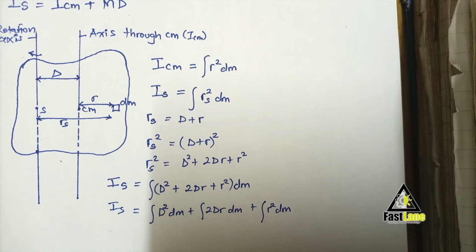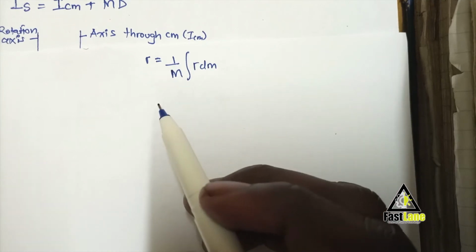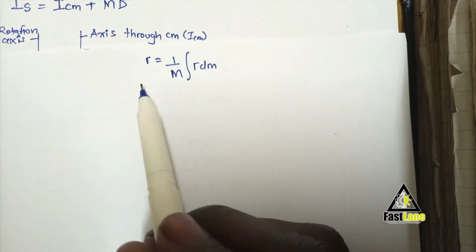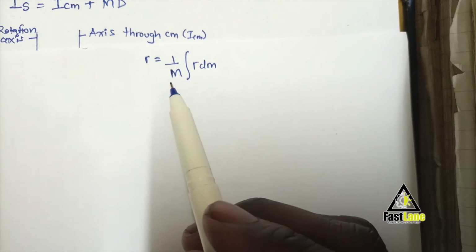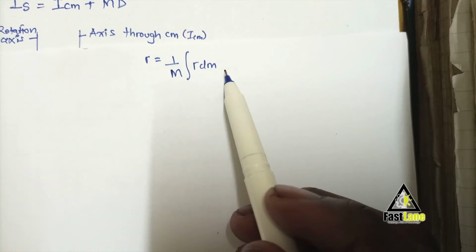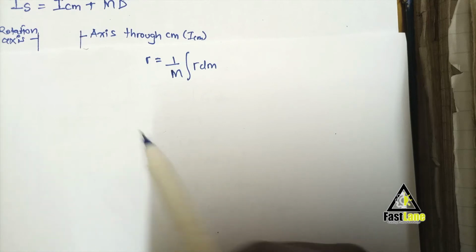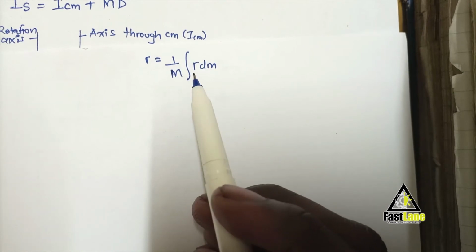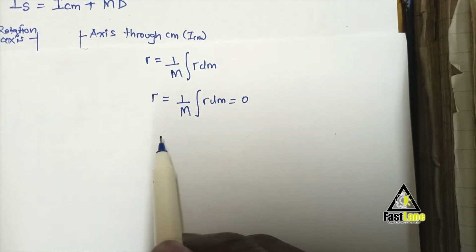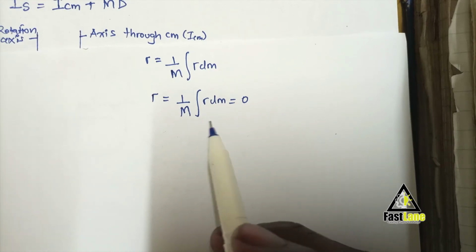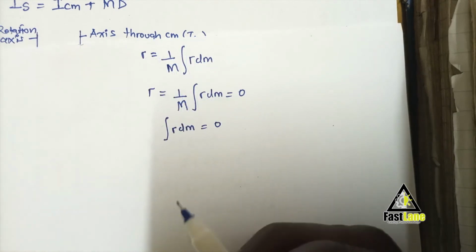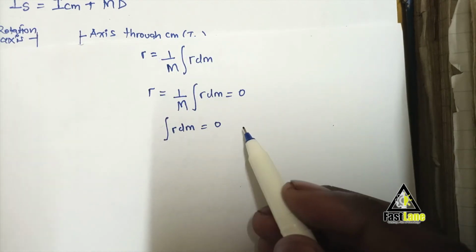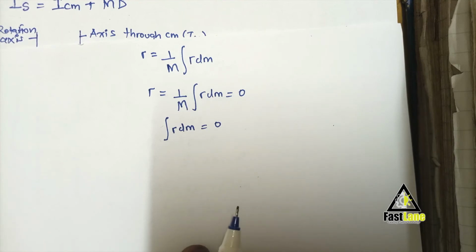But before we move on, let's first find the center of mass of the original object. By definition, the center of mass along the x-axis is r equals 1 over m times the integral of r dm. And because we are centered about the origin, 1 over m times the integral of r dm equals 0, meaning that the integral of r dm equals 0. Let's proceed to the proof.